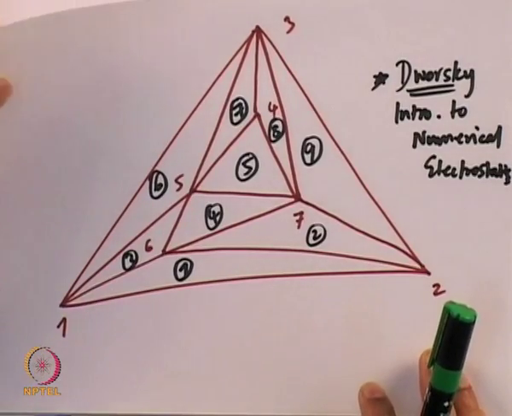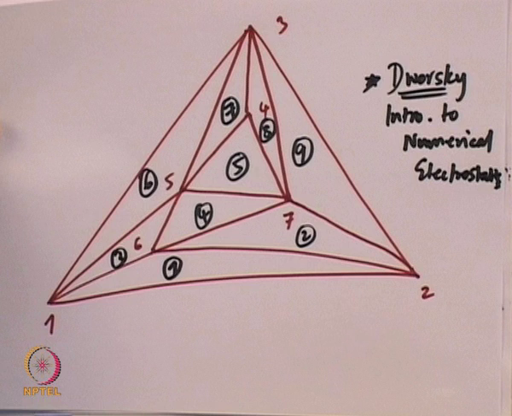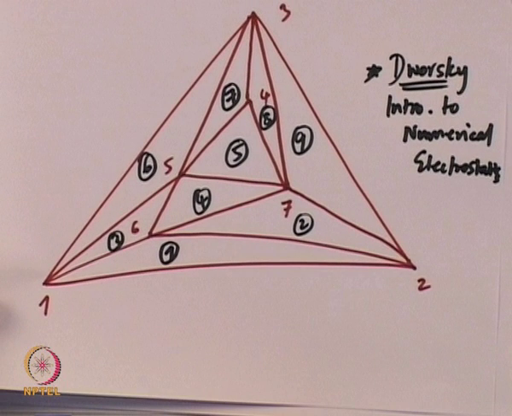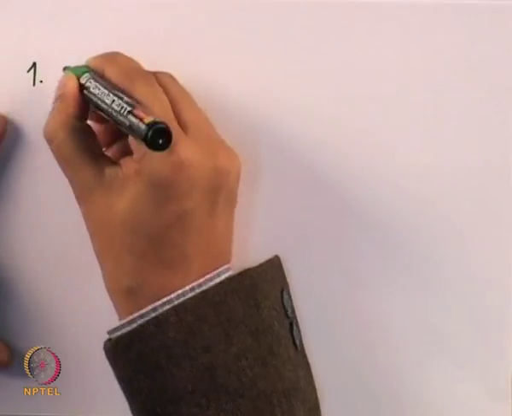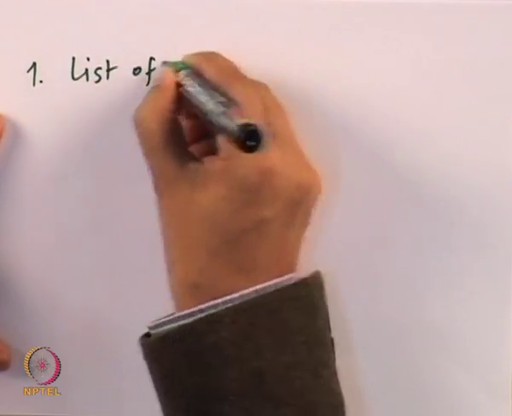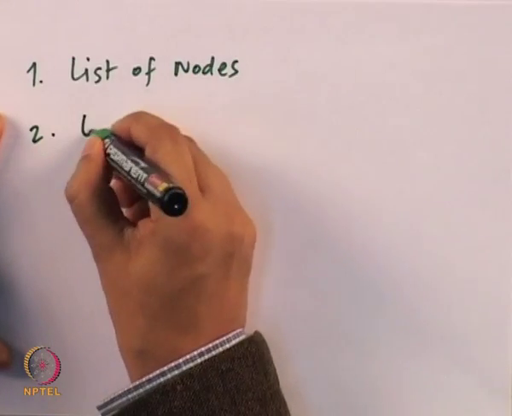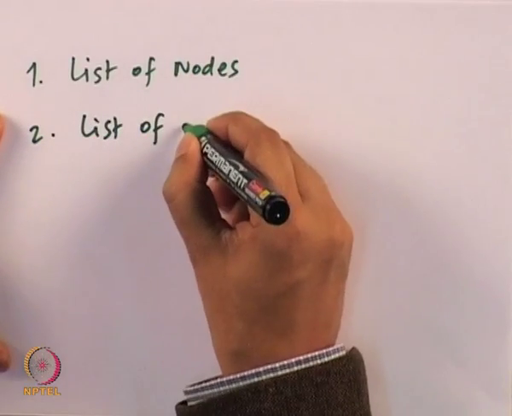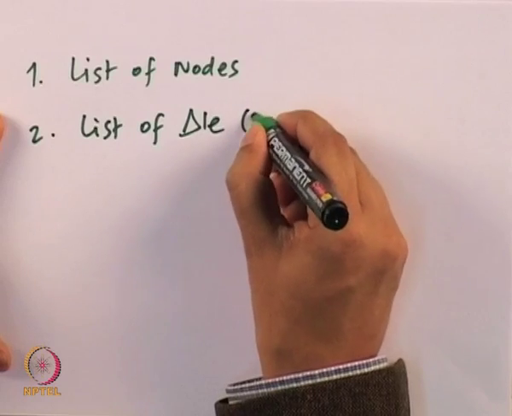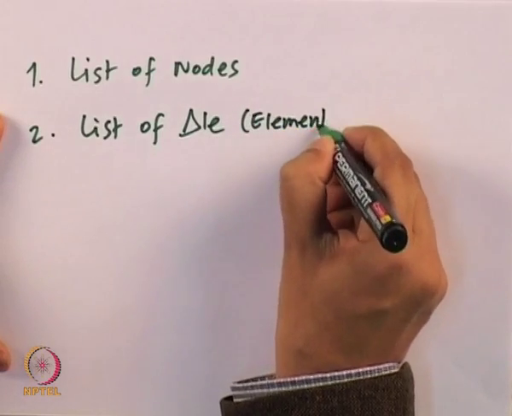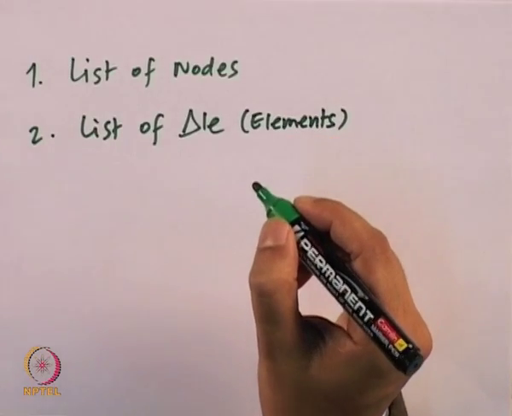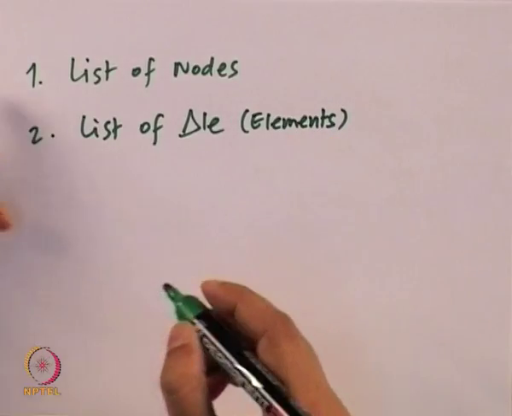So first one what we are going to talk about is the number of nodes itself. So the first one we are going to talk about in this problem is the list of nodes. So let's write them down. The second one will be the list of elements. So the list of triangles, these are the elements. And the third one we are going to talk about is the boundary conditions.